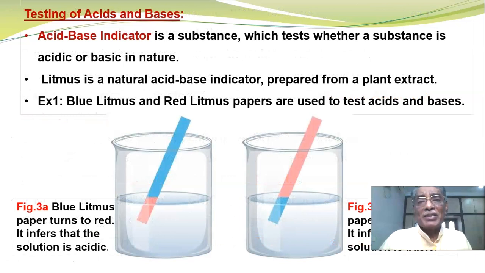Testing of acids and bases. We test acids and bases with indicators, which are known as acid-base indicators. Litmus is a natural acid-base indicator prepared from a plant extract. Blue litmus and red litmus papers are used to test acids and bases. Here, you have immersed a blue litmus paper in a solution, and that blue litmus turns red. It infers that the solution is acidic.